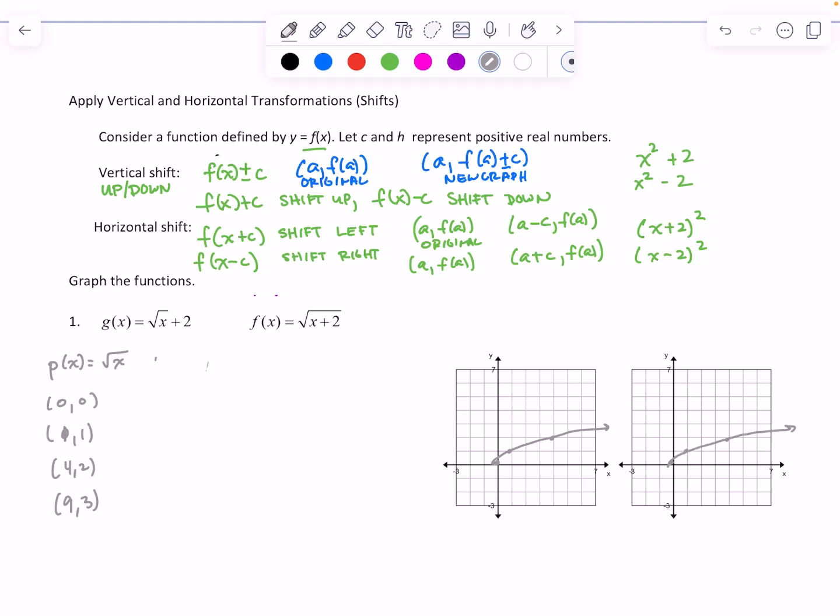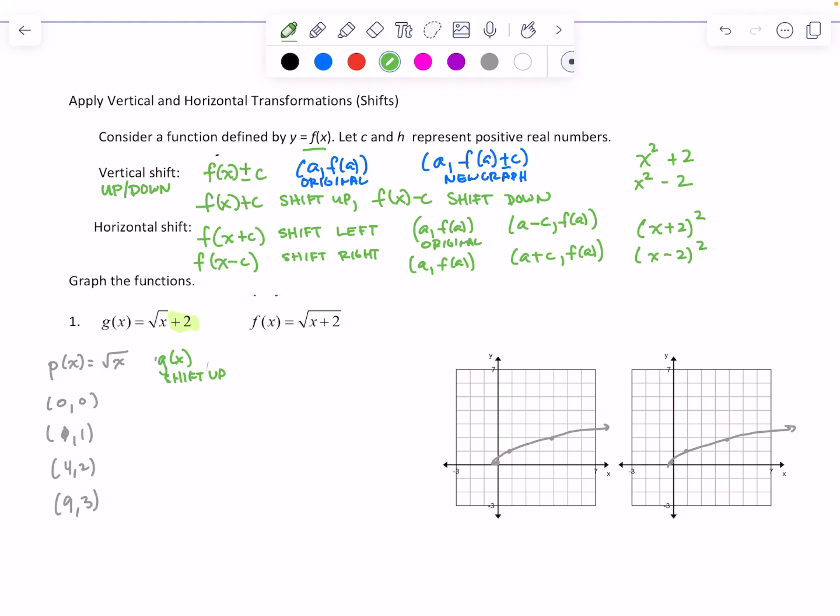And now we're going to examine what happens when I take p of x and just add 2 to it. This plus 2 is on the outside of our parent function. Outside the parent function means we're impacting the y coordinate. This is a vertical shift. We're going to shift up. So for g of x, this is a shift up. Up or down means the y coordinate is changing.